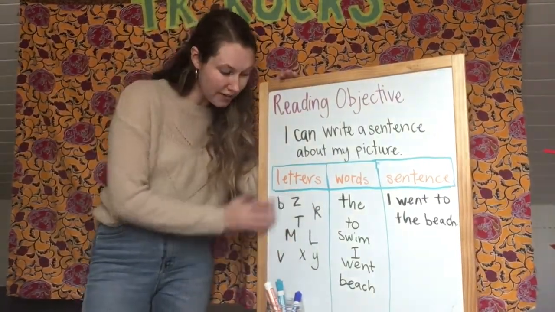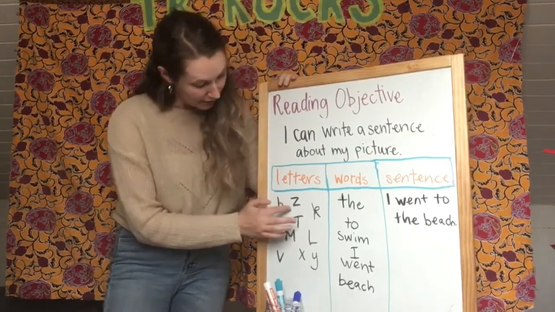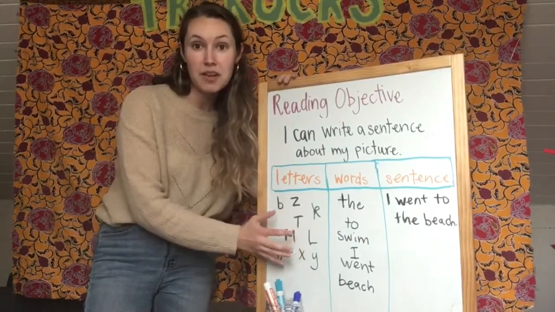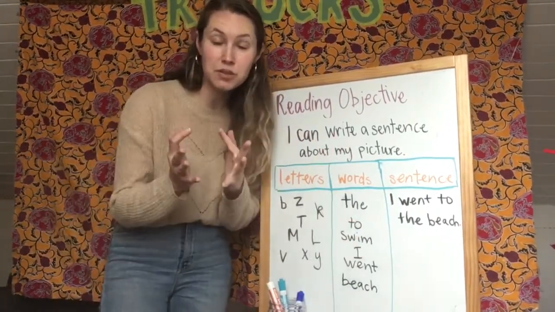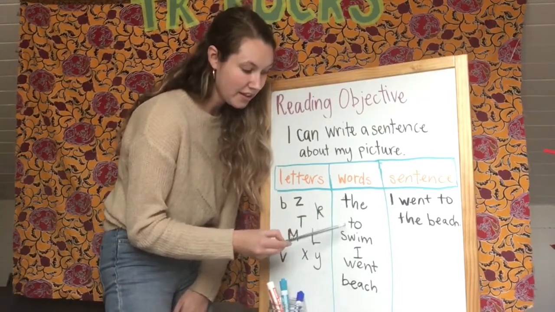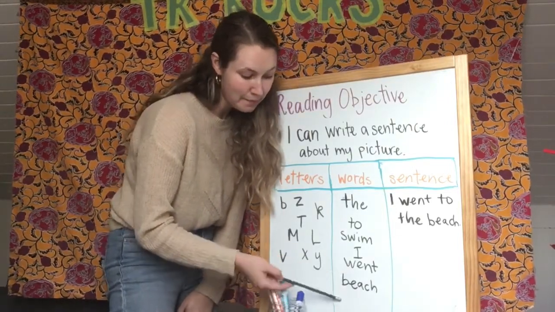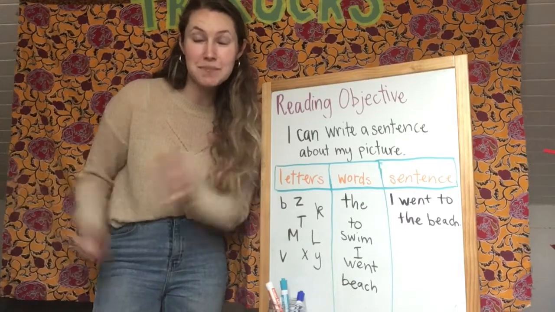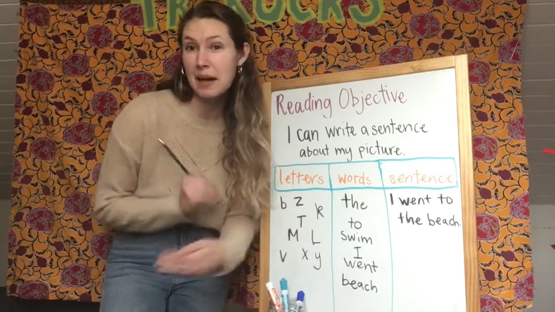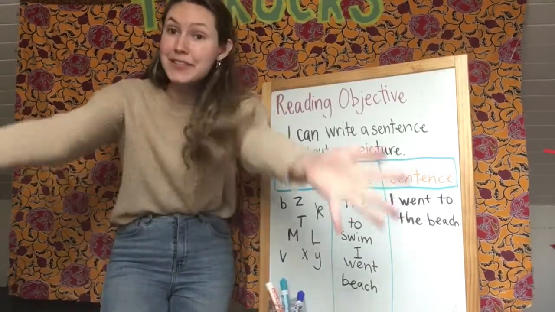So our letters are things like uppercase and lowercase letters all by themselves. Like here I have B, letter Z, letter K, letter M, letter T, letter L. They're just letters. But when I put some letters together, squish them together, they can make a word. So here I have some words. I have the, to, swim, I, went, beach. Just some words. But it's not a sentence yet because we haven't put those words together into something that makes sense, that's telling you something. Remember, we use sentences to give information, to tell somebody something.